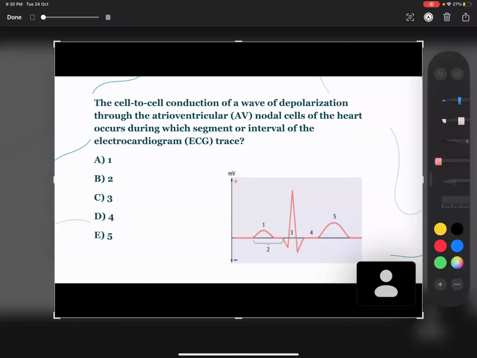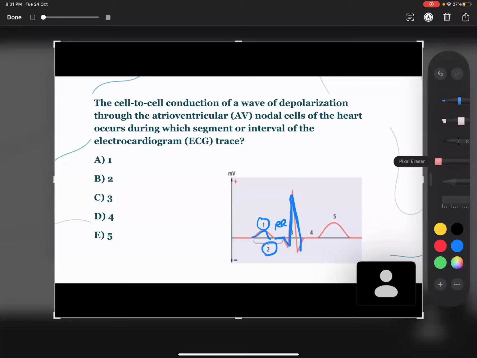You have a point, but PR is within 2. This is only P and this is PR. The PR segment is when the signal is transmitted through the AV node. PR is the atrioventricular conduction, how the wave is traveling. In here it's just the atrial contraction, and then in here it's going to be transmitted into the ventricles. So this is the PR.